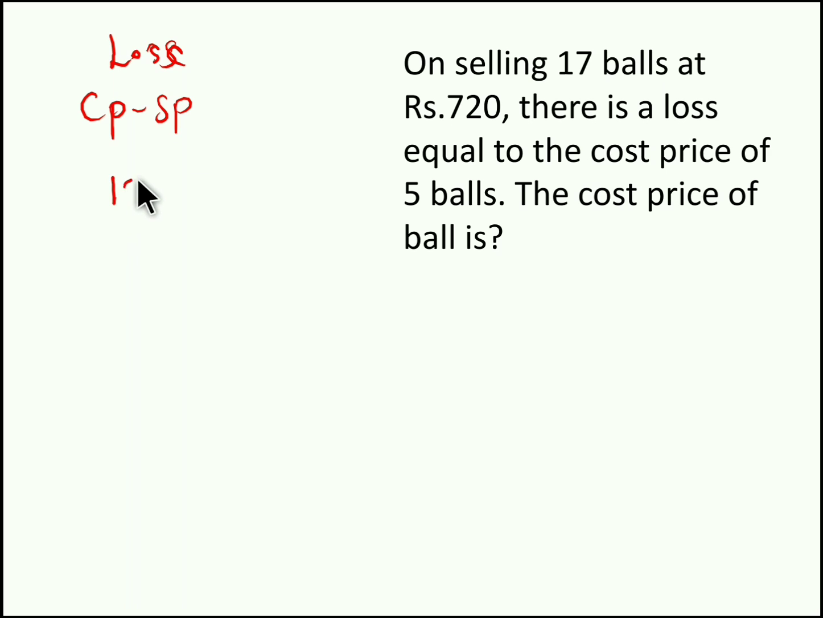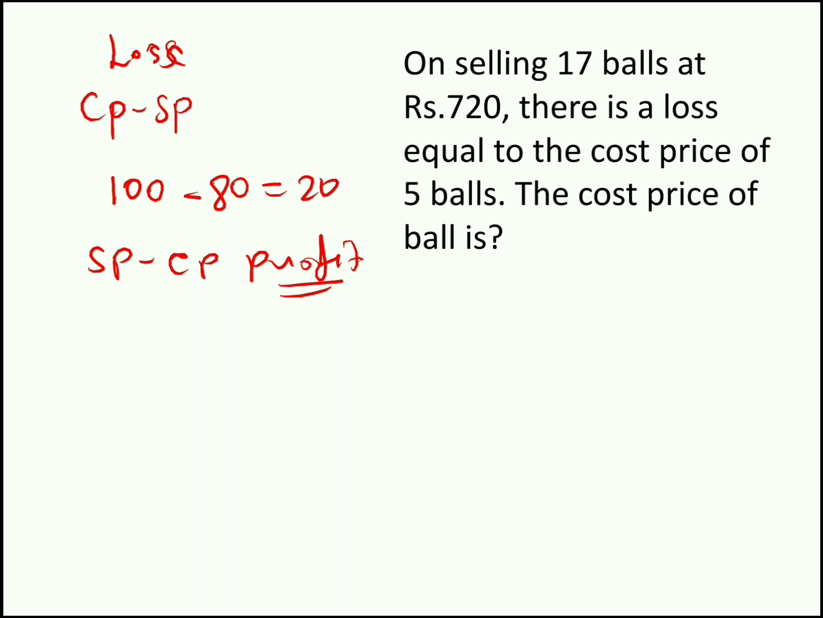For example, you purchased a product for 100 rupees and you sold the product for 80 rupees. So here the loss is 100 minus 80, 20 rupees. When the selling price is greater than cost price, we can say the transaction is profit. So you have to keep this structure to solve any type of problem in profit and loss. Now let's have our first question.